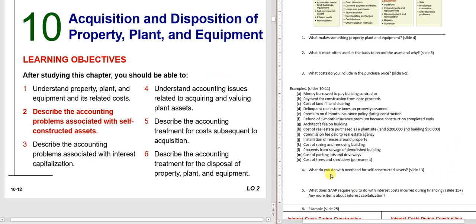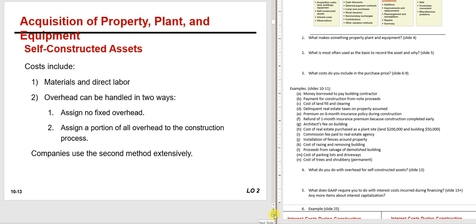Next one: what about overhead for self-constructed assets? Self-constructed assets provide some issues because the cost of getting the asset ready for its intended use is added to the cost of the asset. So we're going to talk about some of those. Cost includes materials and direct labor, and you would have guessed that.